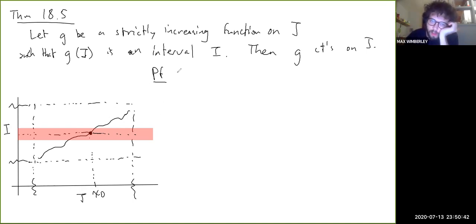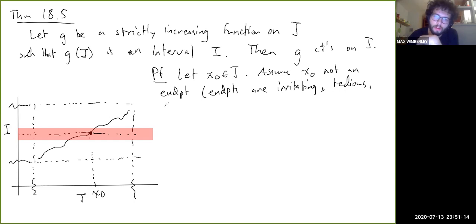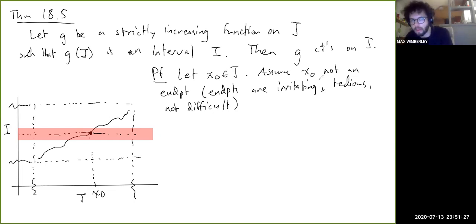So basically the way it works is, okay, we let x naught be in J and assume x naught is not an endpoint, because the endpoints are irritating and tedious, but not difficult. To really do it properly, you would have to break into 3 cases where x naught is the left endpoint, x naught is the right endpoint, or x naught is somewhere in between, and make a slightly different argument for all 3 cases. But the differences are so small that we're just going to consider x naught to be inside the interval, in the interior. Okay, so then that means that g of x naught is right.